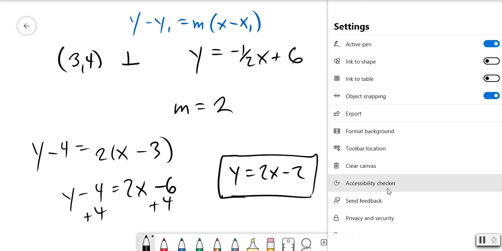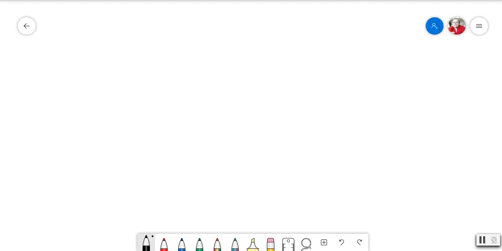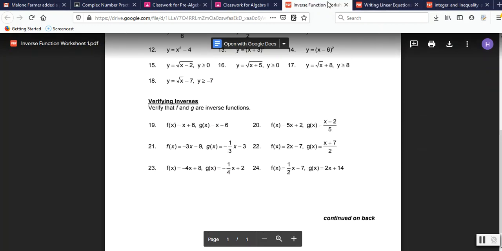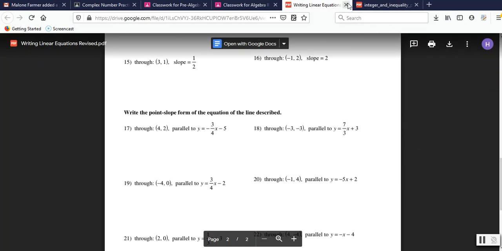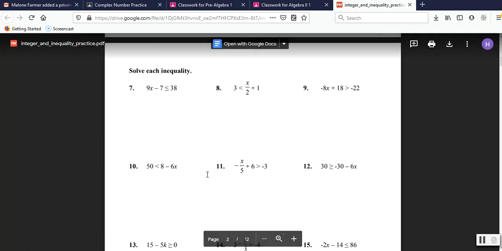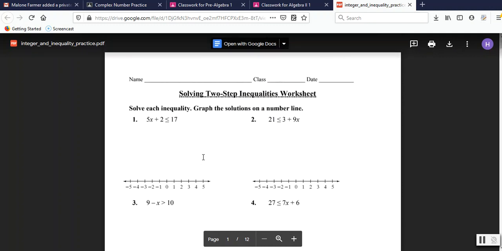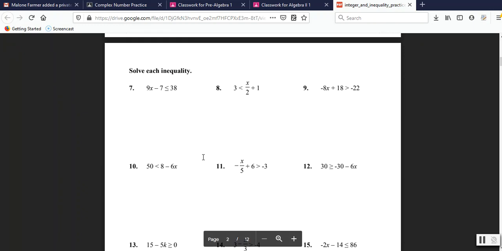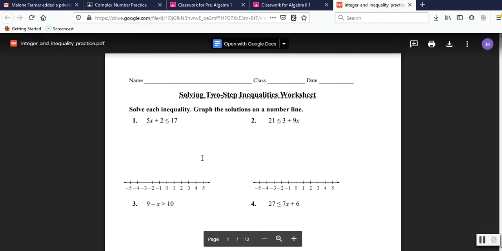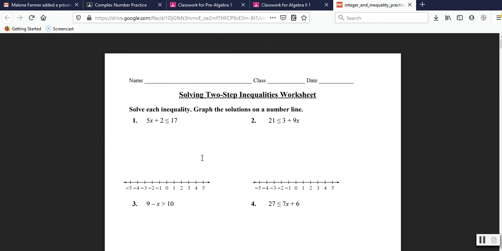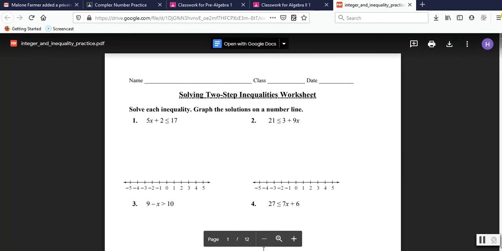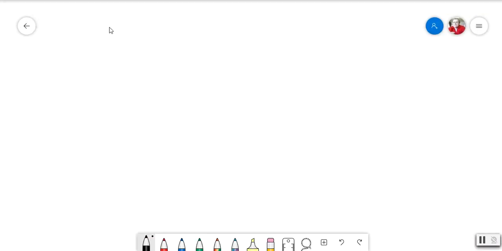Okay, so we talked about the inverse functions. We talked about the linear equations. Let's talk about the linear inequalities. And the ones on the first part work the same way as the ones on the second part, except the second part you're not graphing them. So one example of this should suffice for all. 5x plus 2 is less than or equal to 17.